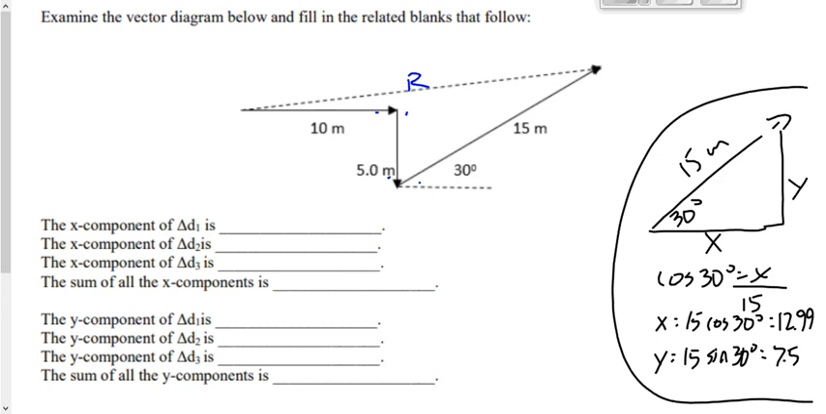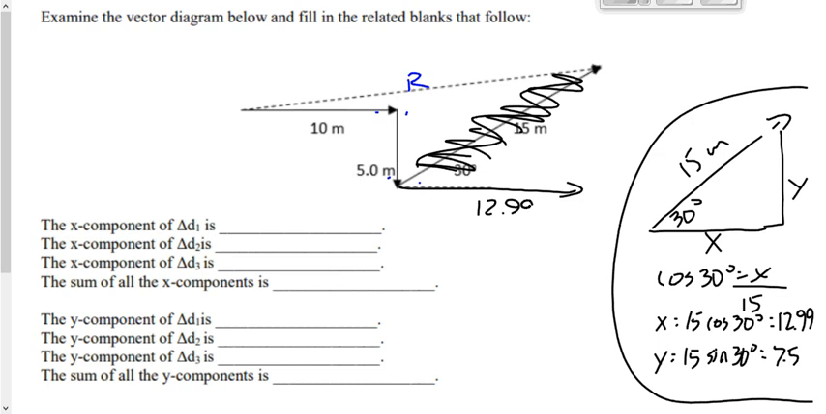Now the question is exactly the same as that last question you just did. You don't have to do this, but you could erase that and redraw it like this: 12.99 meters this way and 7.5 meters this way. See what I just did there? I replaced a 15 meters at a funny angle that I don't like of 30 degrees with a 12.99 meters to the right and a 7.5 meters up. Now, when I do that, doesn't this question look like the one we just did? It looks identical to the one we just did, right?